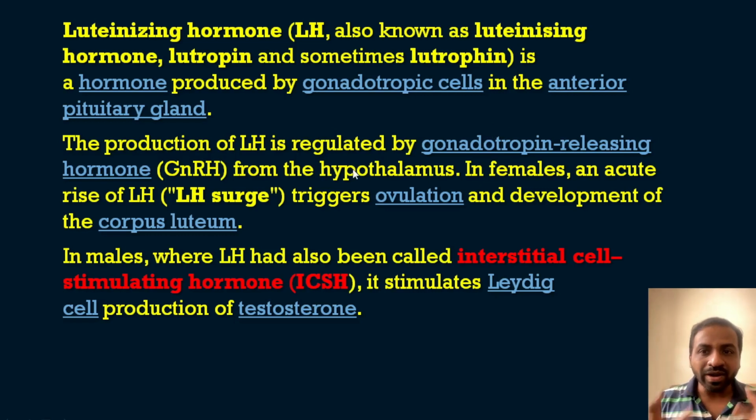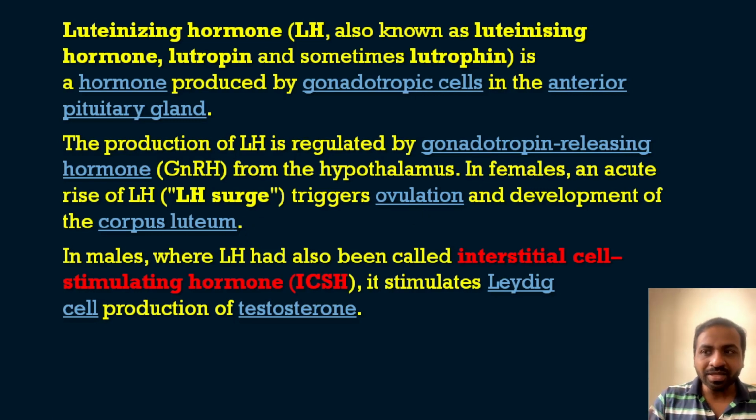Now we will see what is the action of LH in males and females. In females, an acute surge of LH, that is the LH surge, triggers ovulation. So the ovulation hormone is LH, and it helps in the development of corpus luteum. You should understand very carefully that the development of the corpus luteum is done by the LH in females, but the corpus luteum later will produce a hormone called progesterone.